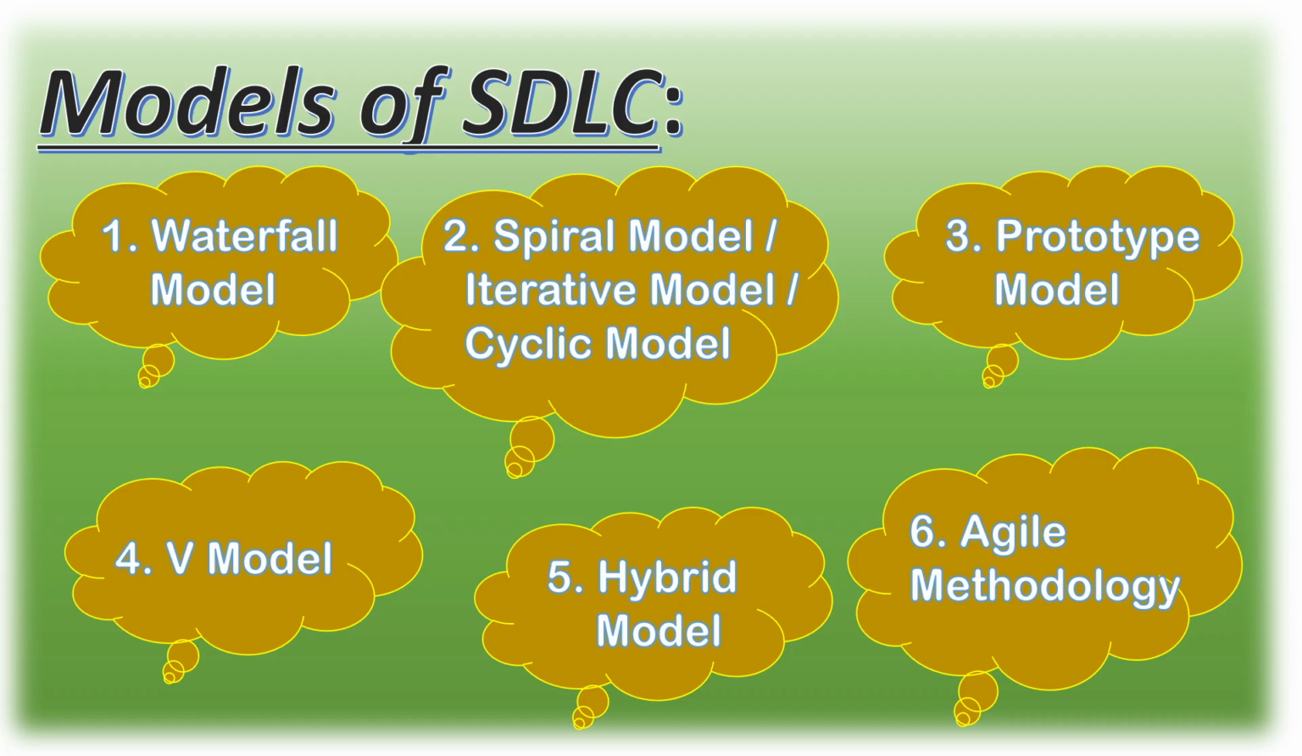So there are a lot of models available in the market, but among them we are going to learn a few models. That is waterfall model, another one is spiral model or iterative model or cyclic model. Next one is prototype model. Next one is V model or V and V model. Next one is hybrid model. And last, we are going to learn about Agile methodology. Let's learn each and every model individually.